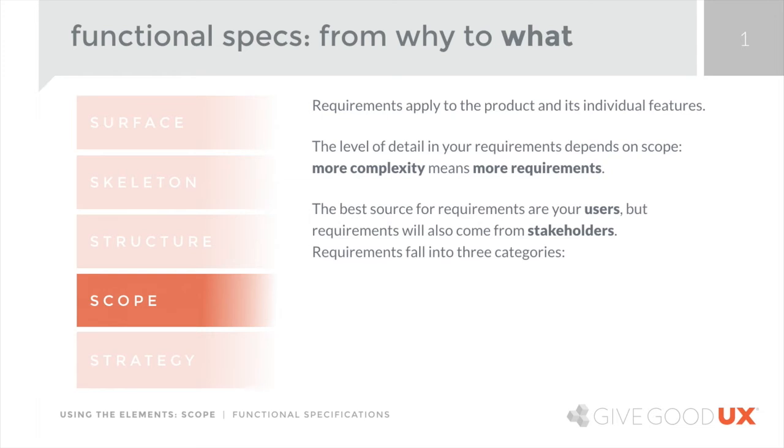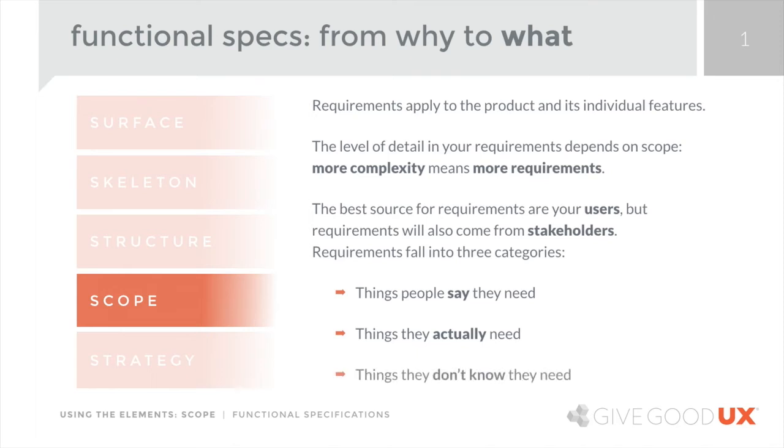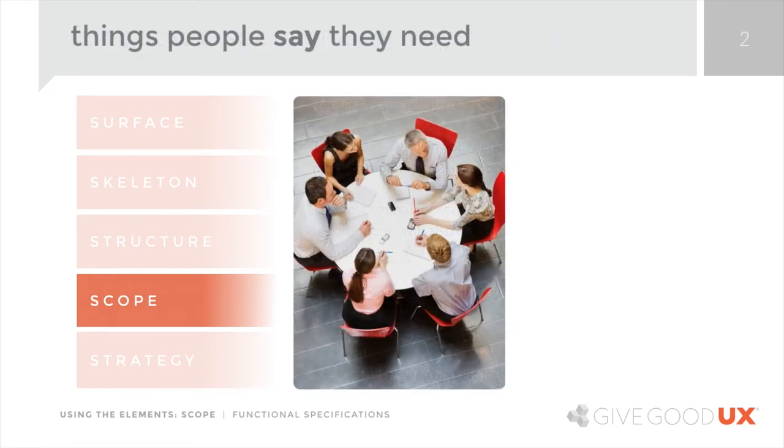And those requirements fall into three essential categories. There are things people say they need, then there are things that they actually need, because those aren't always the same things, and then finally there are things that they don't know they need. And we're going to talk about each one of those areas in detail. So the first set of things that we typically are going to include in our feature specification are the things that people tell us that they need.